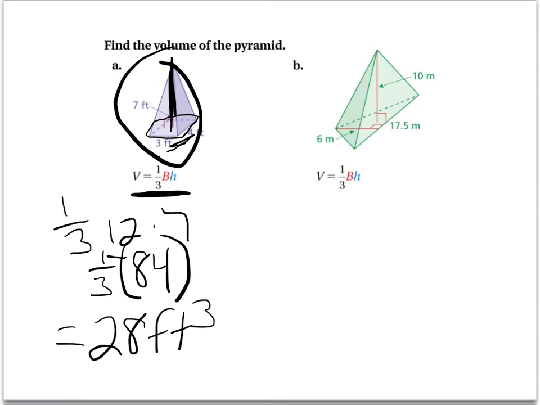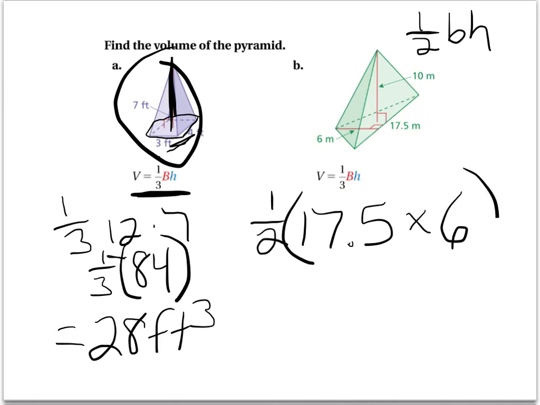Moving on to B. This one's a triangle at the base, so you've got to keep in mind you still have to know how to find the area of a base. In this case, a triangle. Remember, 1/2 base times height. Looking at my triangle there, 17.5 is my base. My height is 6, and I'm going to have 1/2 of that. So when I multiply 17.5 times 6, divide by 2, I get a base of 52.5.